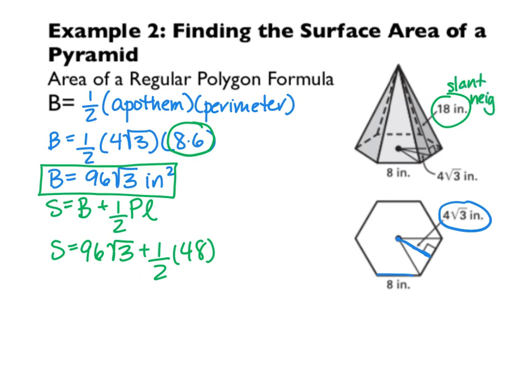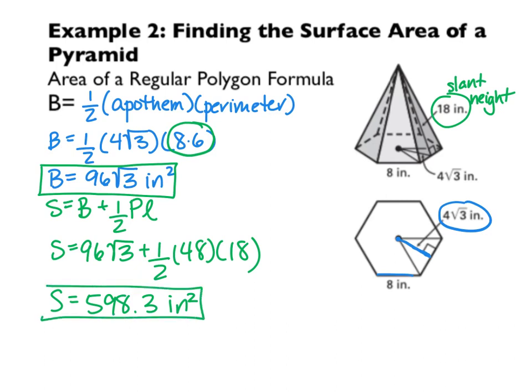It's pretty nice that they give us a slant height and we don't have to use the Pythagorean theorem to find it. So now all we have to do is put all of this in the calculator and simplify it. And we get about 598.3 inches squared. So the surface area is about 598.3 square inches.